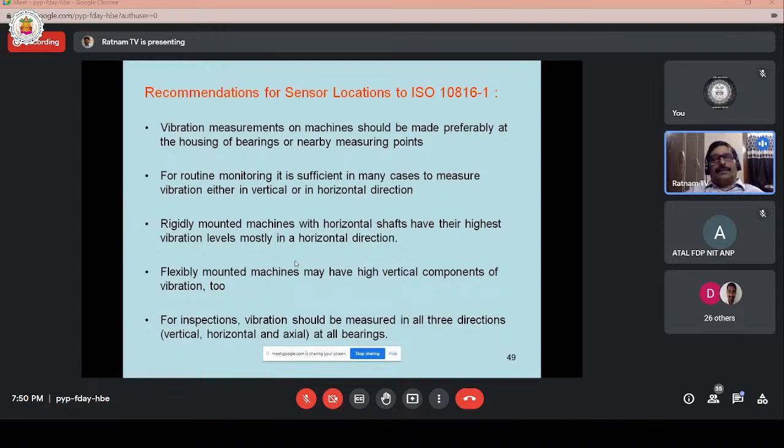There are 2 cases: the machine may be rigidly mounted directly on a rigid foundation, or on a flexible foundation. In rigidly mounted cases, horizontal shafts have their highest vibration levels mostly in the horizontal direction. For flexibly mounted machinery, there may be high vertical vibration components. So for inspection, vibration should be measured in all three directions: vertical, horizontal, and axial at all bearings. For diagnosing any fault, you need to measure in all three directions.